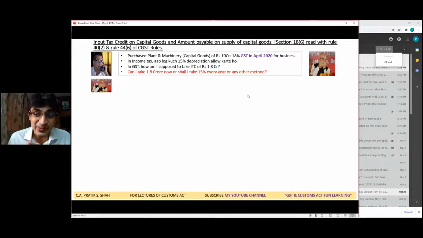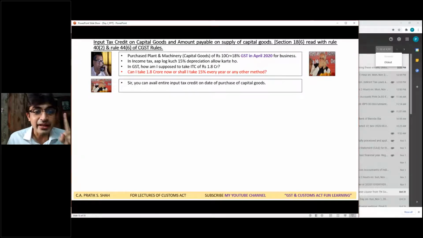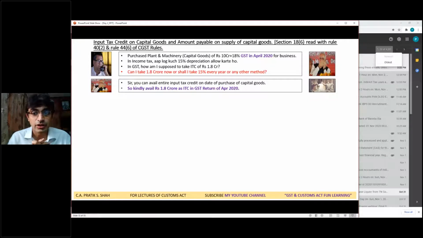That means you don't know the point. You can avail entire input tax credit on day 1. You can avail entire 1.8 crore on day 1. Kindly avail entire 1.8 crore on day 1 itself. When you purchase the capital goods, you can avail immediately entire ITC.